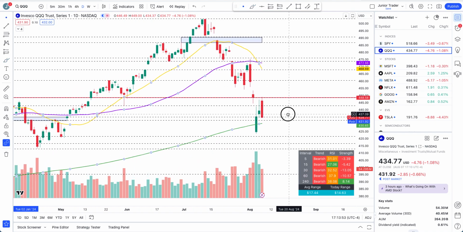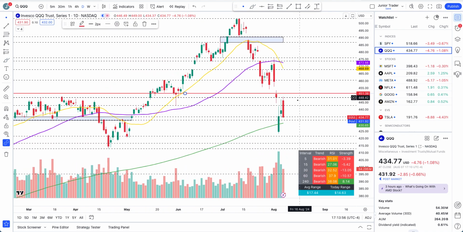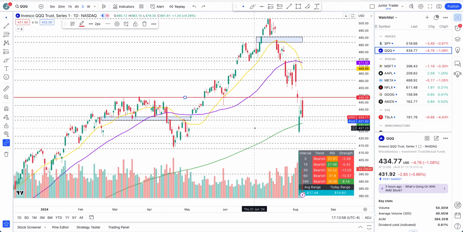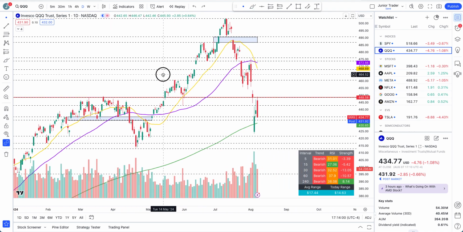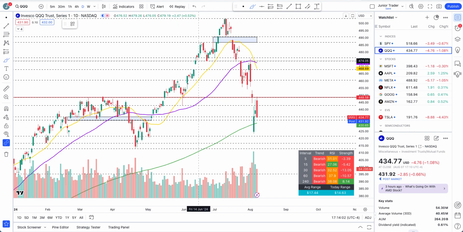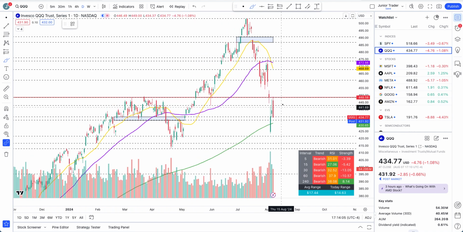QQQ, wow, yeah, QQQ couldn't even go above the significant level of the area marked by my indicator as well. I have highlighted this critical structure with the red horizontal line, just like on SPY. And at this point, guys, QQQ looks like a head and shoulder, right?